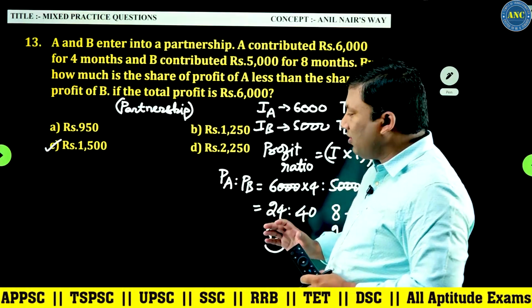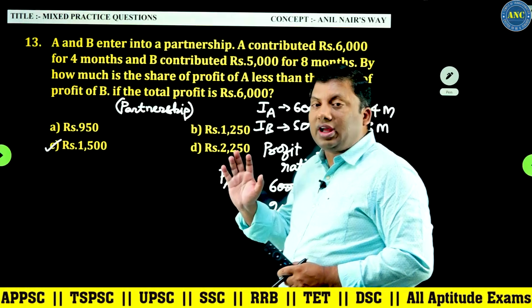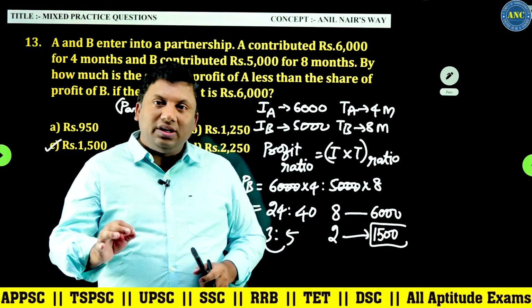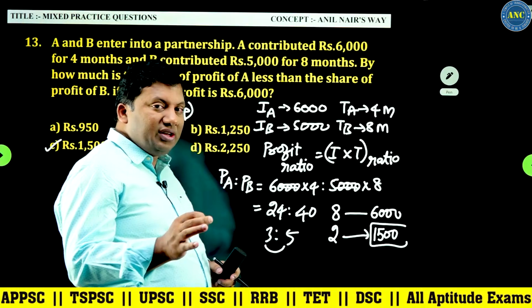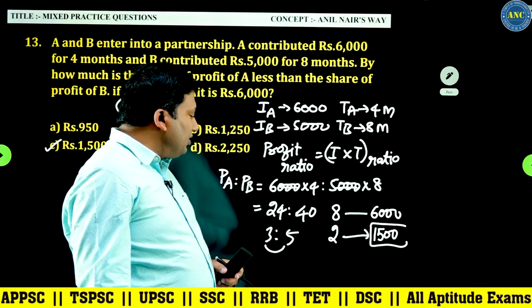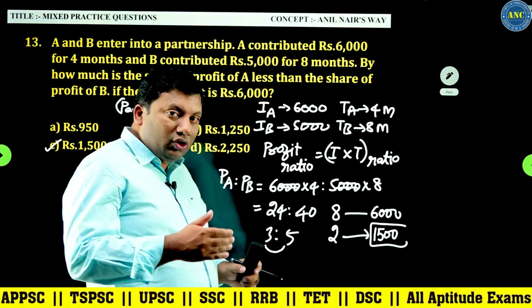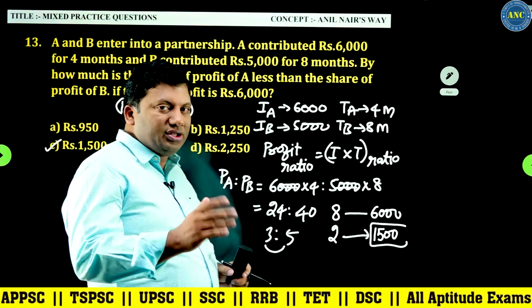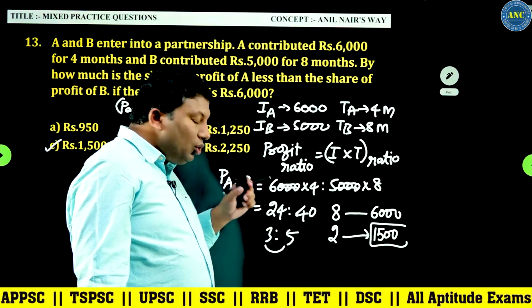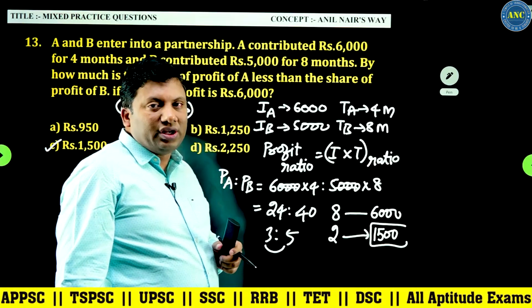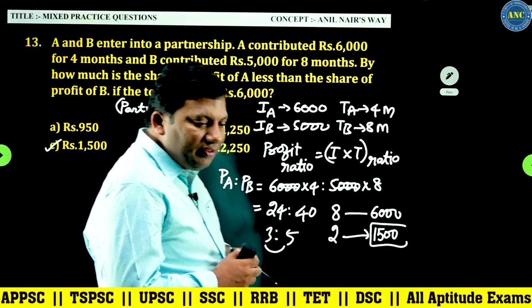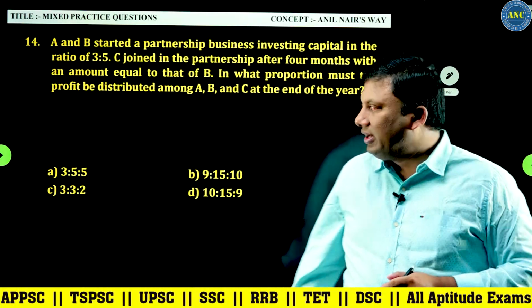What is the concept that is used in this question? Profit ratio is equivalent to investment into time period ratio. A's investment is given, time period is also given. B's investment is given, time period is also given. 3 is to 5, total is 8. 8 is becoming 6,000. 2 will become how much? 2 fours are 8. Something into 4 is 6,000. That something will be 1,500. I hope the idea is clear.